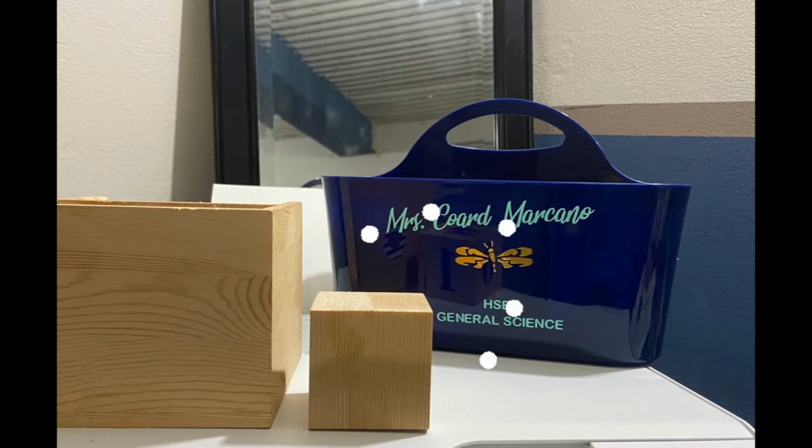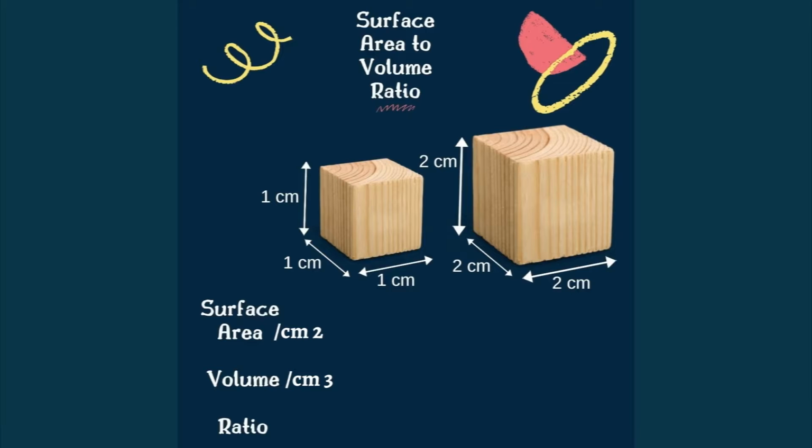Using these two cubes, I will be able to demonstrate this. Let's look at the two cubes. The first cube has dimensions of 1 cm by 1 cm by 1 cm. Each face would have an area of 1 cm squared. The second cube has dimensions of 2 cm by 2 cm by 2 cm, which means that each face would have an area of 4 cm squared.